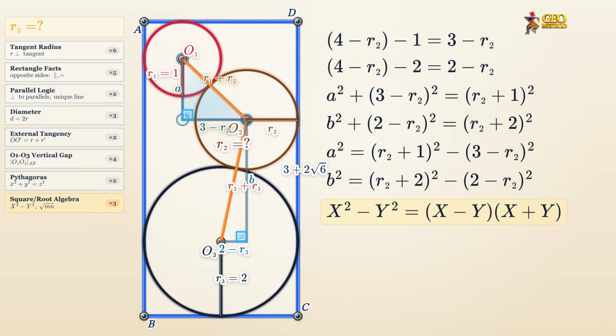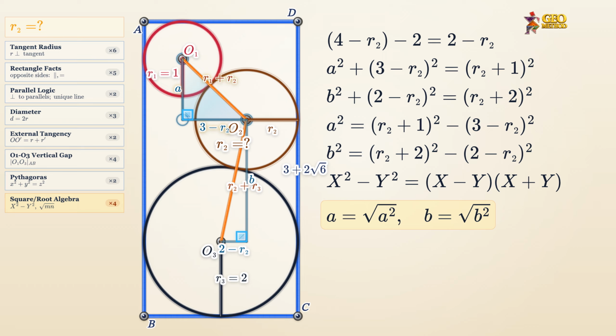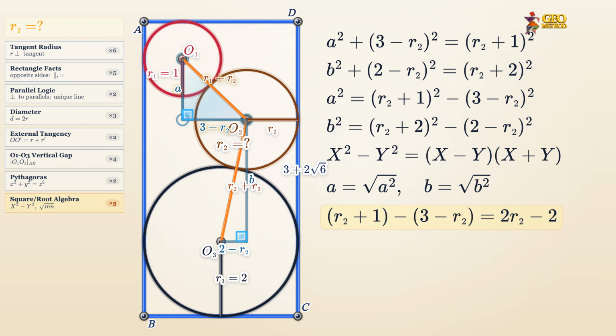Here is the algebra pattern we will use. A square minus another square factors as difference times sum. Since A and B are lengths, we will take positive square roots later. We do not use negative roots for geometric lengths. Start simplifying the first difference of squares.